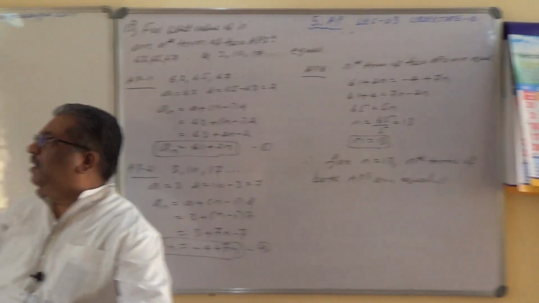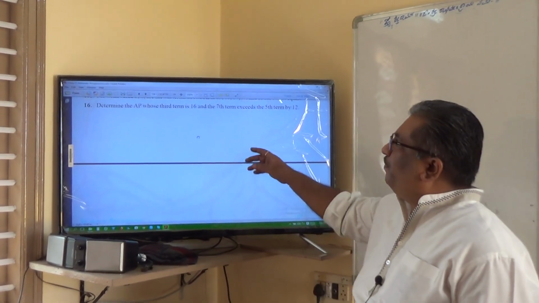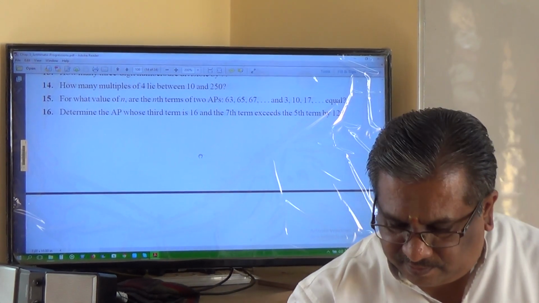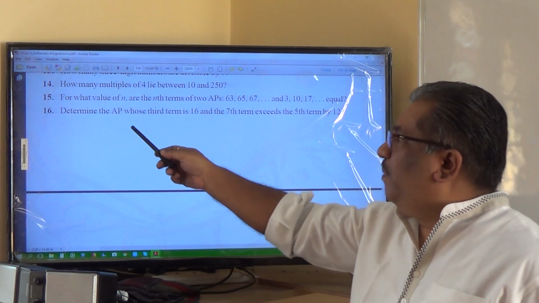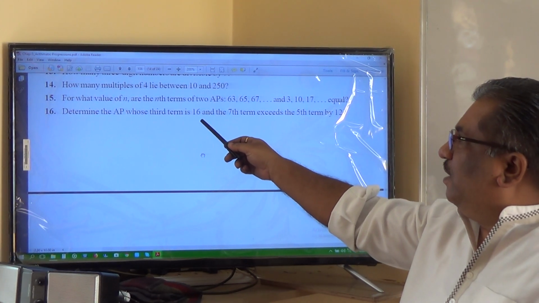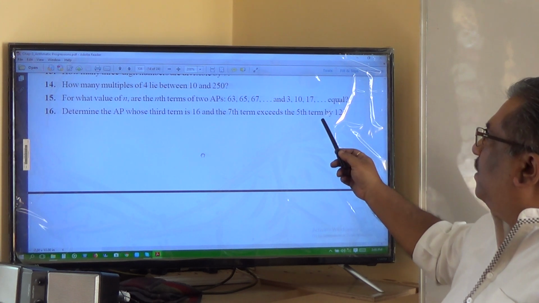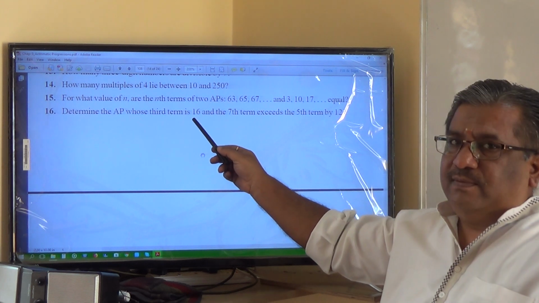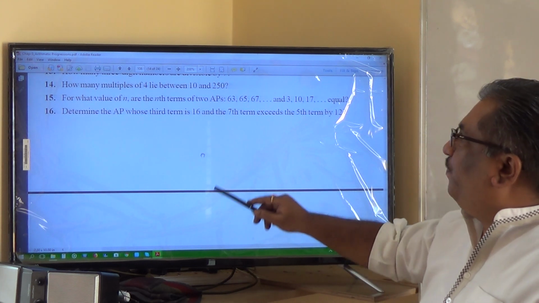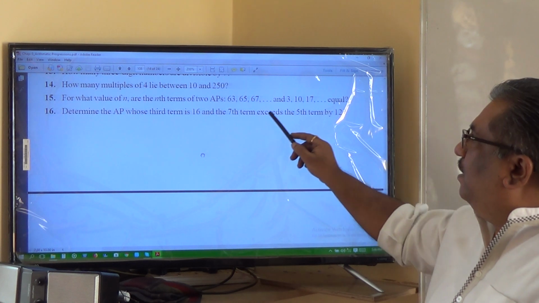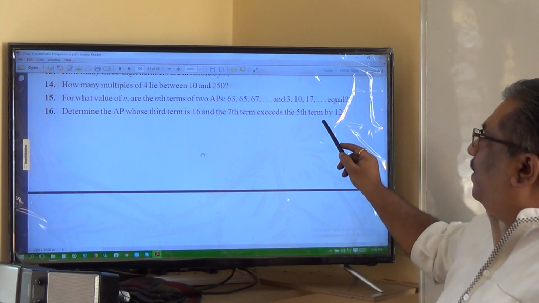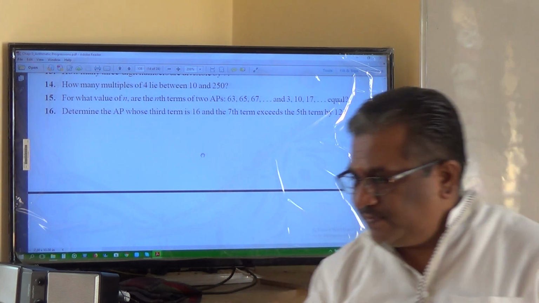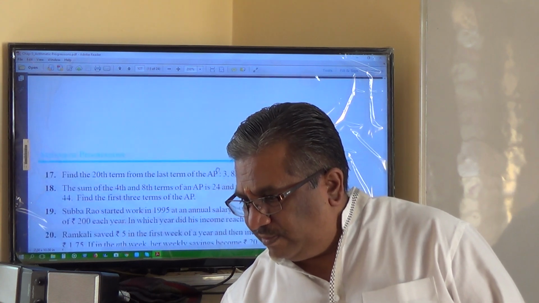Now 16th question. You can have a look at this one; I will only explain this, and you solve it yourself. Here: determine the AP whose third term is 16, and whose seventh term exceeds the fifth term by 12. Third term is 16 means A3 equals 16, so a plus 2d is 16. Seventh term A7 equals A5 plus 12. Is it clear? You will get two equations. From this, you solve the 16th one yourself. It is simple, not difficult at all.